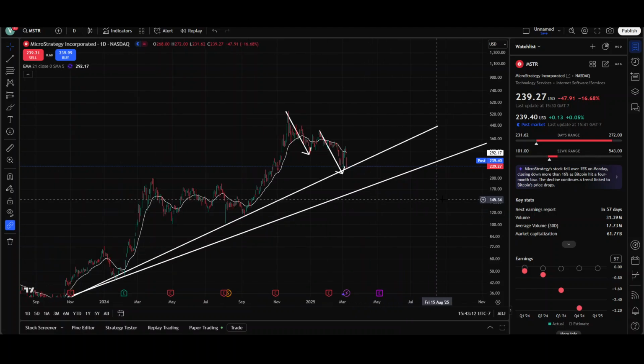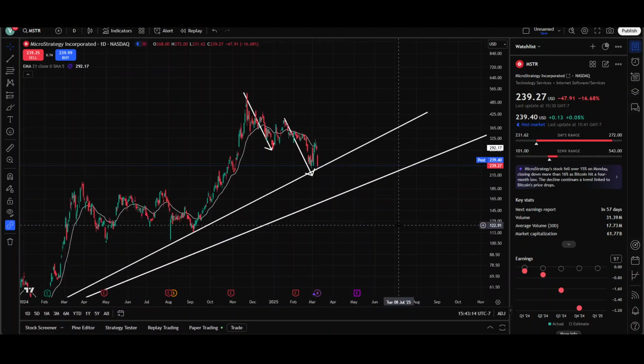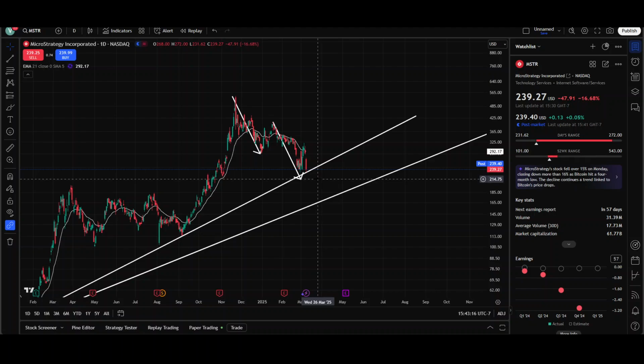But either way, still looking very positive in the future for MicroStrategy in the long term. They're going to continue to buy more Bitcoin, and then just be a more valuable company.